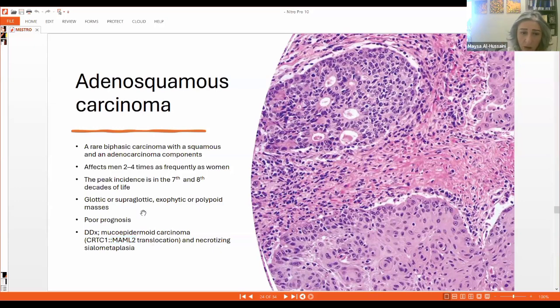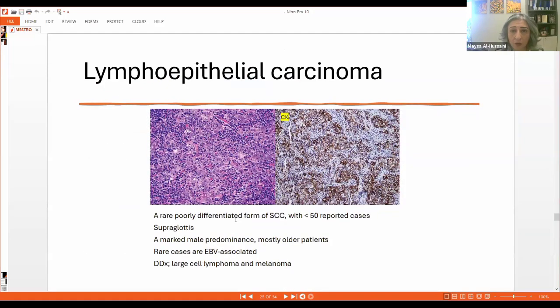Usually, mucoepidermoid carcinomas are associated with better prognosis in comparison to adenosquamous carcinoma. And remember the important benign differential diagnosis, necrotizing sialometaplasia, that should always be kept at the back of our minds whenever we encounter a case of adenosquamous carcinoma.